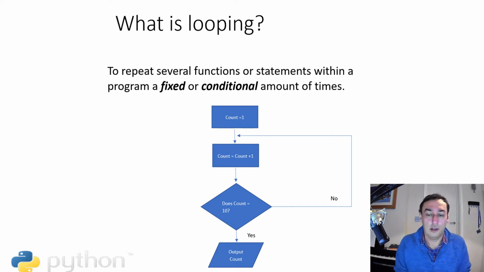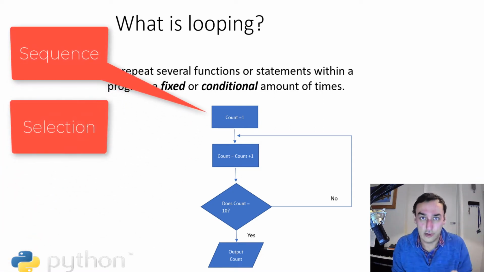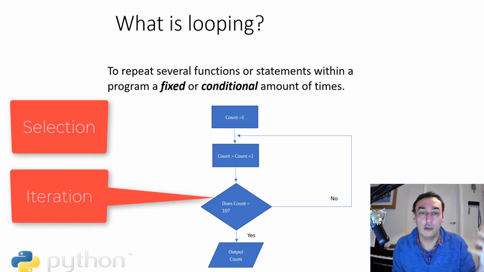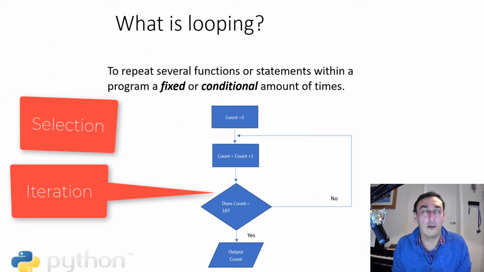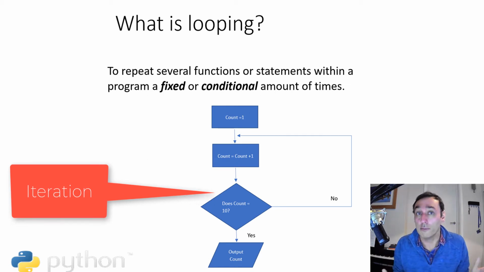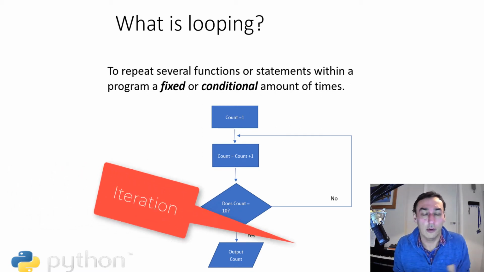If you remember, a while ago we talked about sequence, selection and iteration. Sequence is one instruction after another. Selection is the if statement, or determining the flow of the program, and a loop is when you repeat a certain part of the program a number of times.